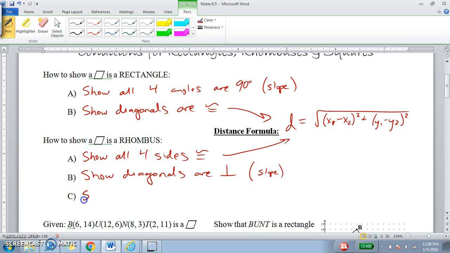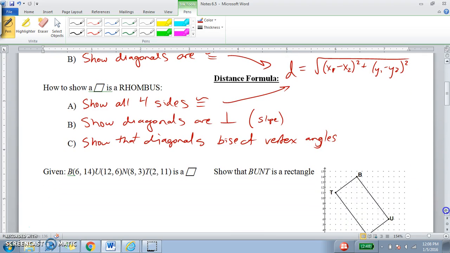Another one is to show that the diagonals bisect the vertex angles, which is pretty difficult to show. We won't spend much time on that one.